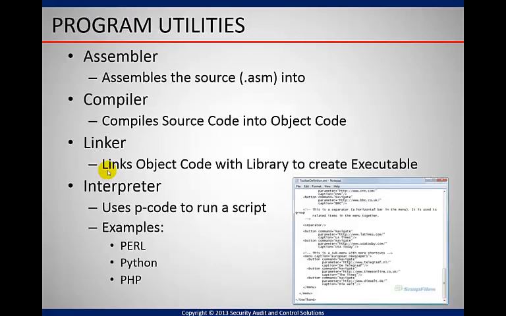There are program utilities such as an assembler, which assembles the source code into object code. We have the compiler, which compiles the source code into object code. We have a linker that will link the object code with external libraries to create the executable. And then an interpreter uses pointer code to run a script. Examples of interpreted code are Perl, Python, PHP. And in the Windows environment, we can see WScript and also PowerShell, which is pushed quite hard.